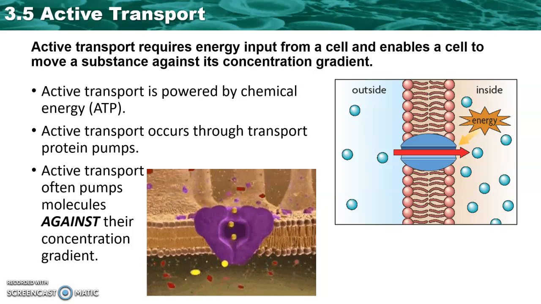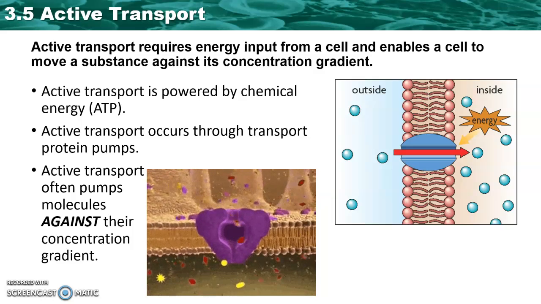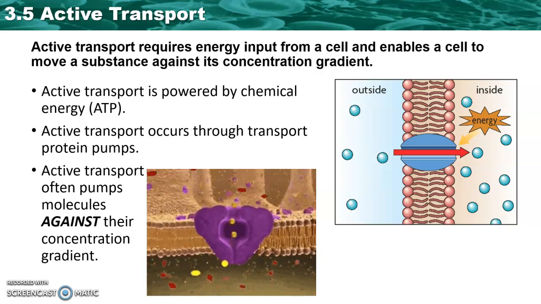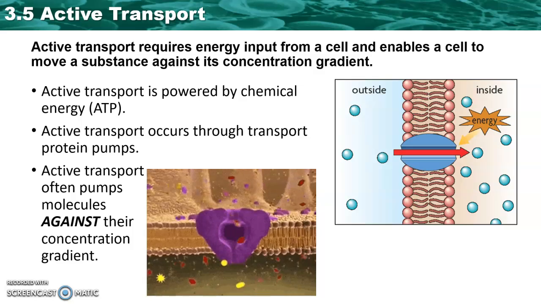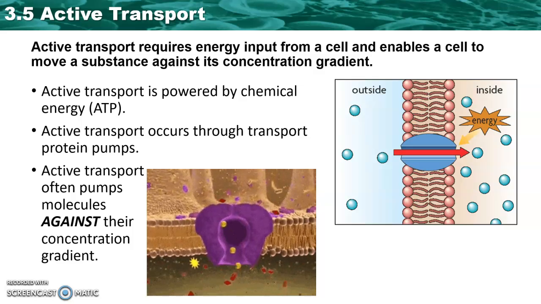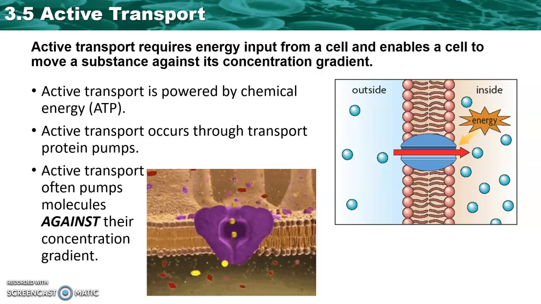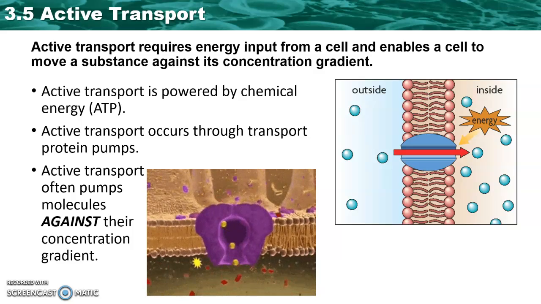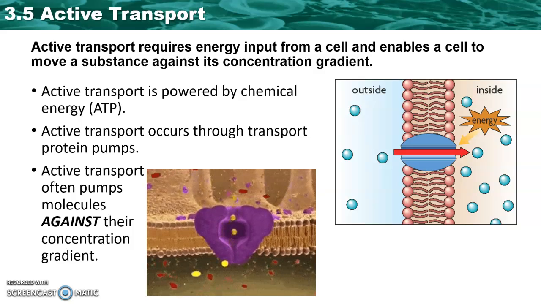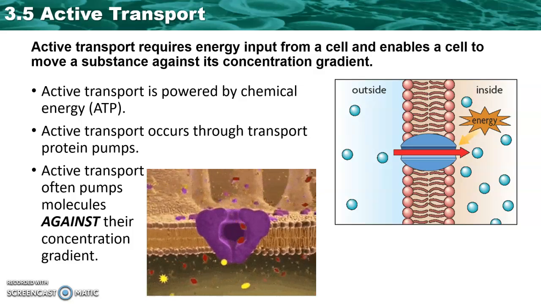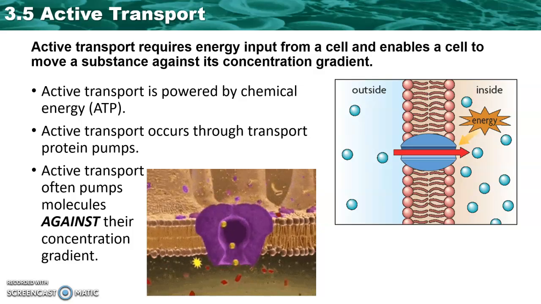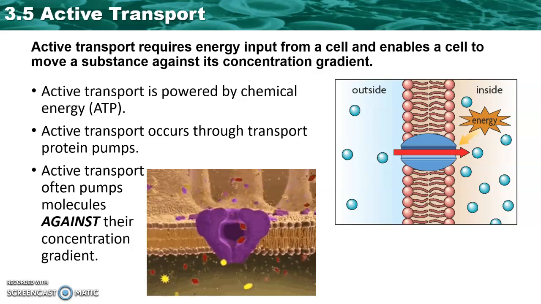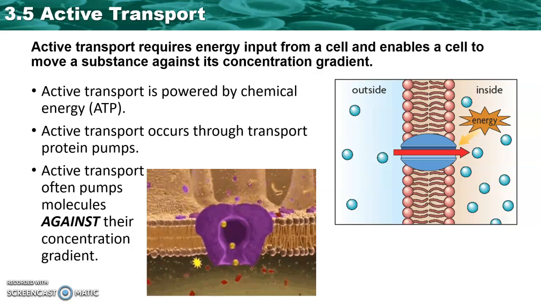And finally, we have active transport. In active transport, there is the requirement of energy. The cell has to use energy in the form of ATP. And because we're using energy, that means that this process is not going to happen on its own. It can only happen if the cell has enough ATP. And the reason why this requires energy is because active transport is pumping molecules against their concentration gradient.